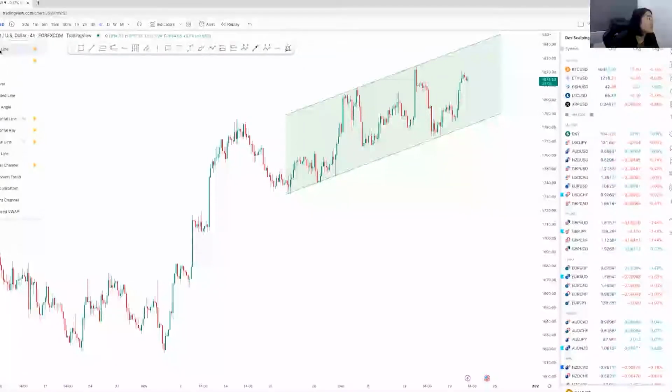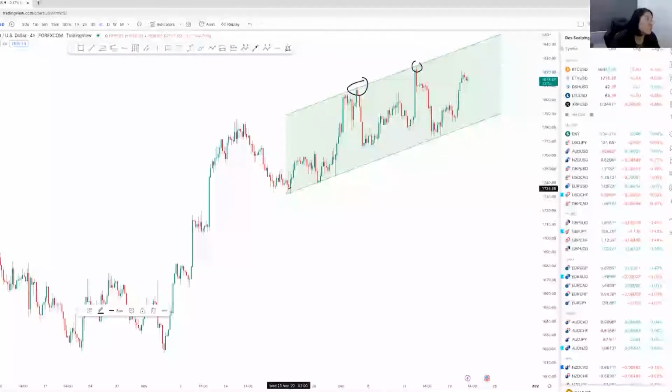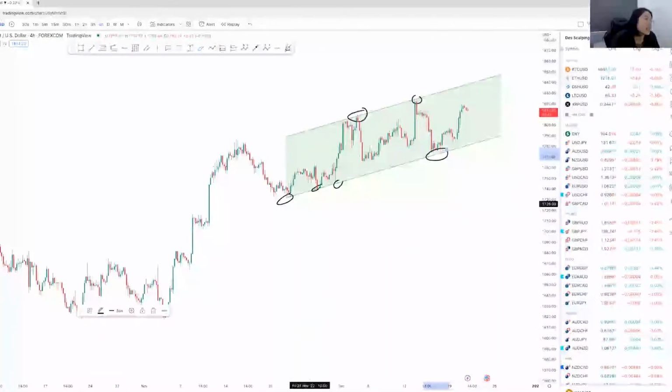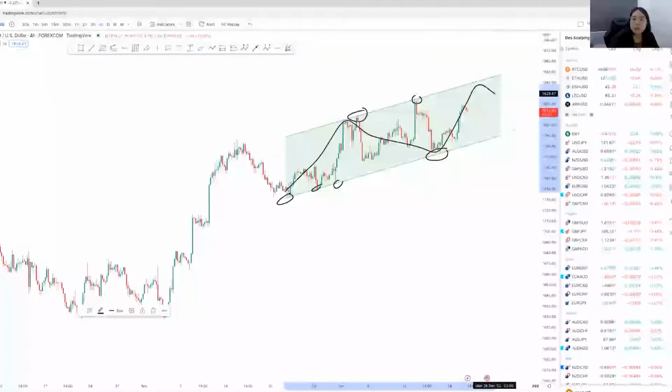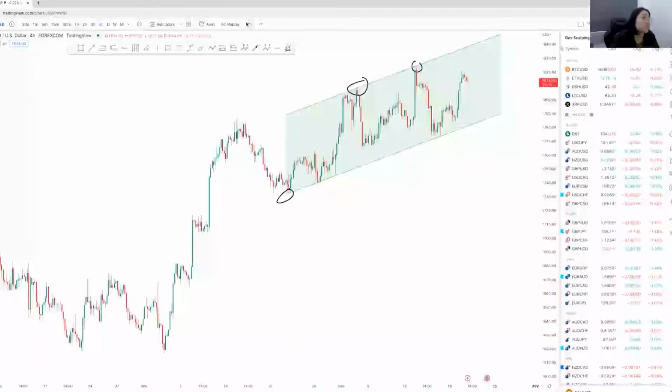For a channel, remember we need 2 touches on top, 2 at the bottom. We've got 2 on top, 1, 2, and 1, 2, 3, 4 touches here. That means this is a valid channel, and that means we expect price to continue moving within this channel. That is the whole point of identifying a channel or a trend line to begin with. The whole point is to narrow down where you think price is going.